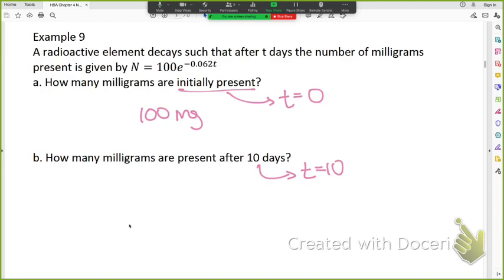And then part B, once I plug it in, what is it? 53.7944.